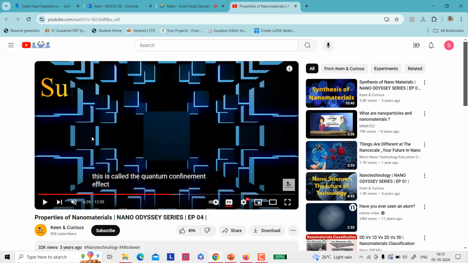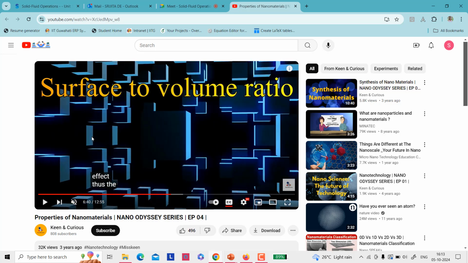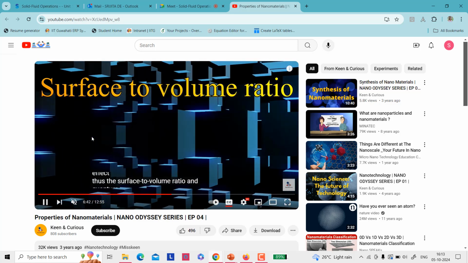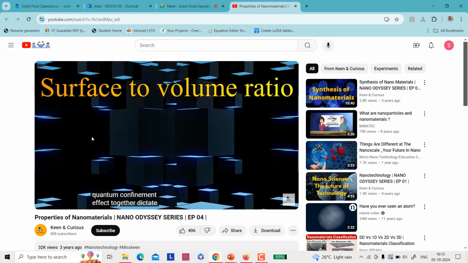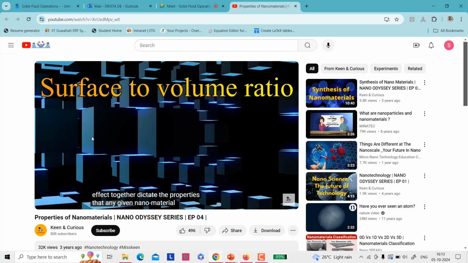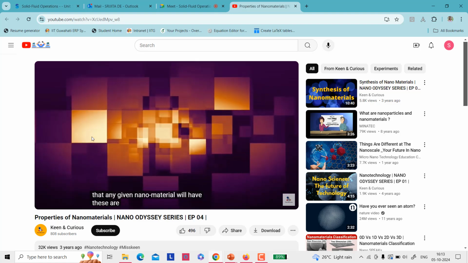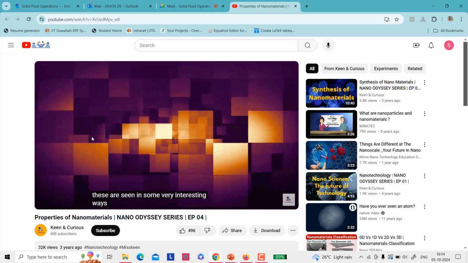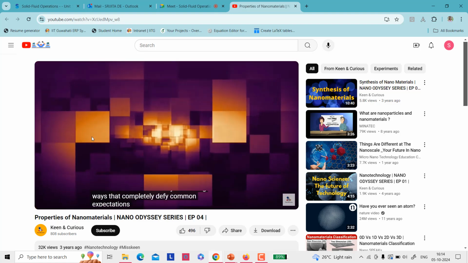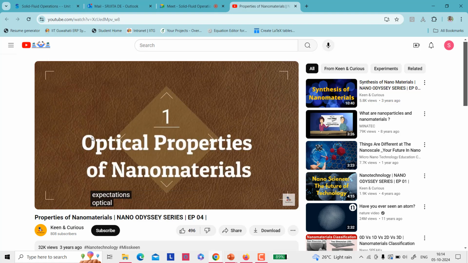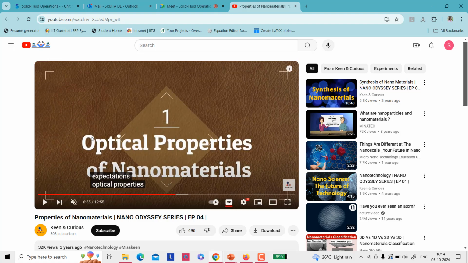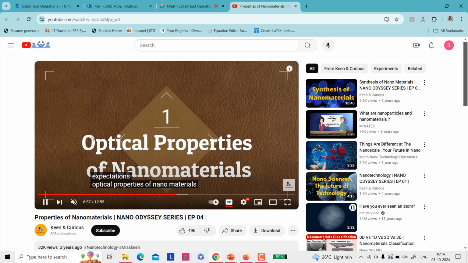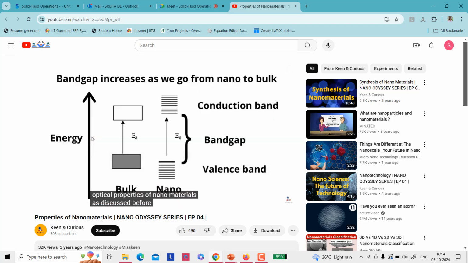Optical properties of nanomaterials. As discussed before, the gap between the valence and conduction bands increases as we go from bulk to nano. That is, the band gap increases and it takes more and more energy to excite an electron. As an example, I think the video is clear as I am reading simultaneously.